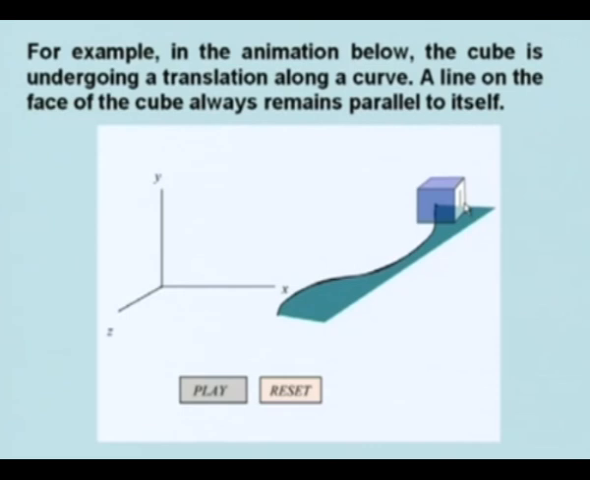Sometimes if you sit on a vertical merry-go-round, you actually move in a circular path, but your body remains basically in the same orientation. That means a line in the body will remain parallel to itself. So therefore, in translation, a line on the face of the cube always remains parallel to itself, as this animation shows.